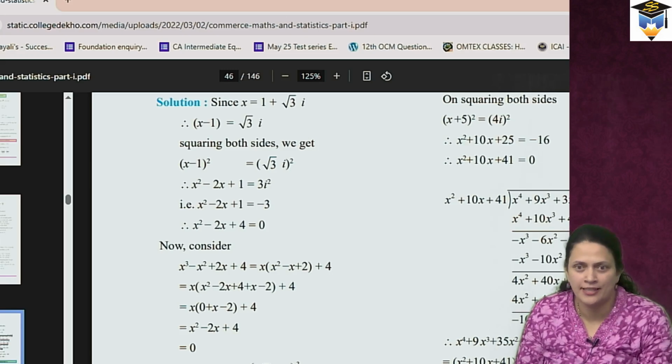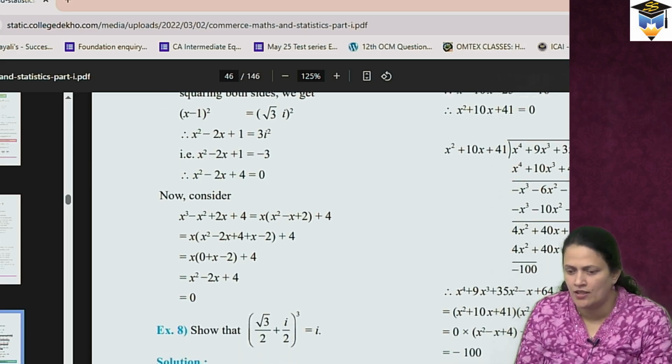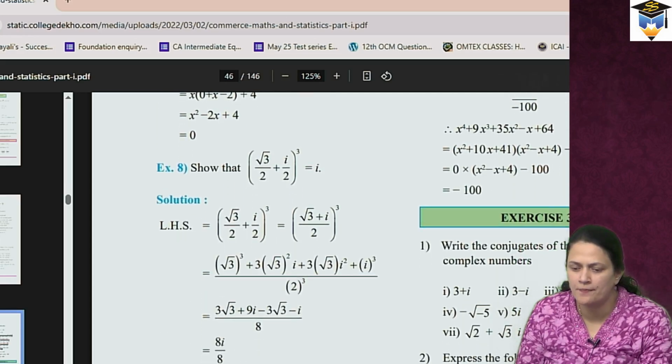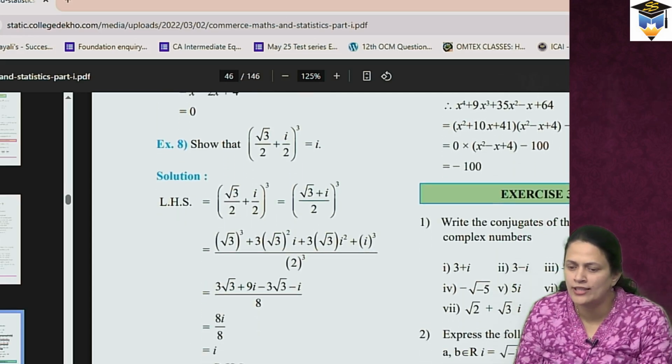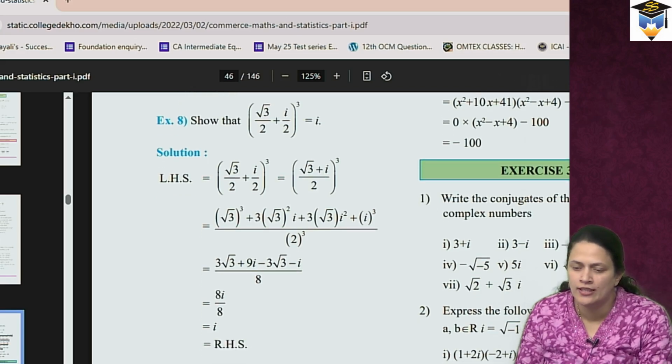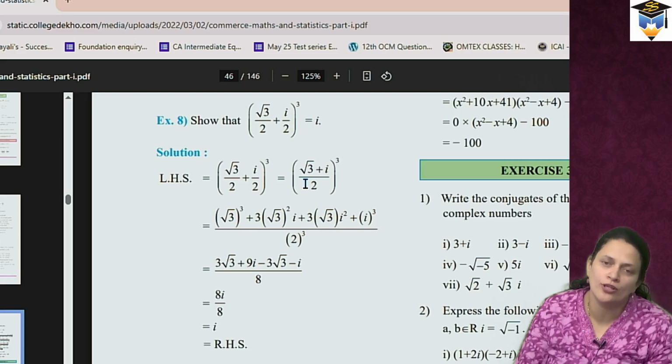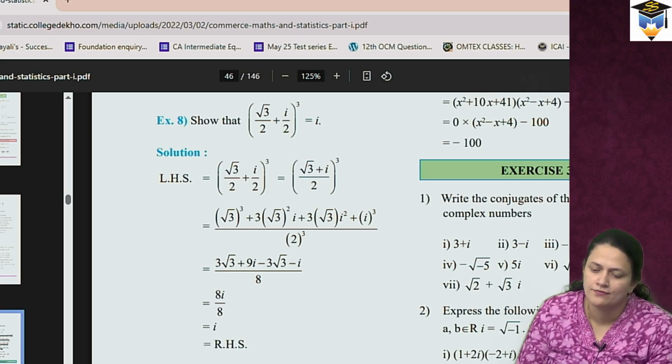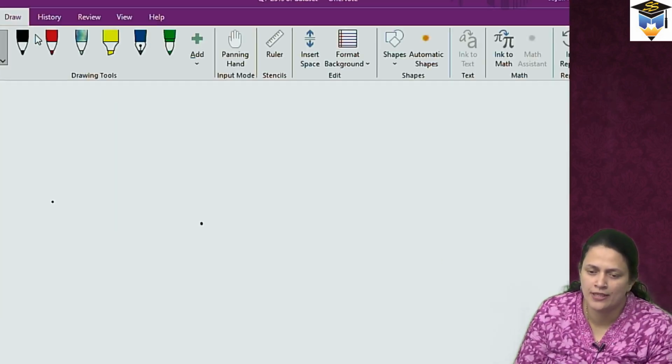Okay, example 8. Now in example 8 as you can see, root 3 upon 2 plus i upon 2 whole bracket cube is equal to i. The LHS part is given to you. LHS is nothing but, so basically A plus B whole bracket cube ka formula, do you know what is the formula? A plus B whole bracket cube.